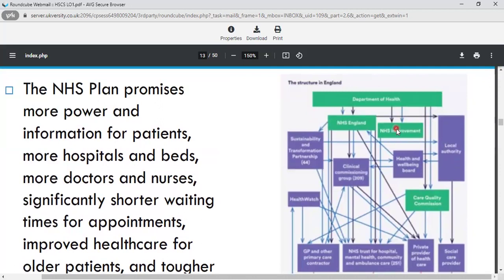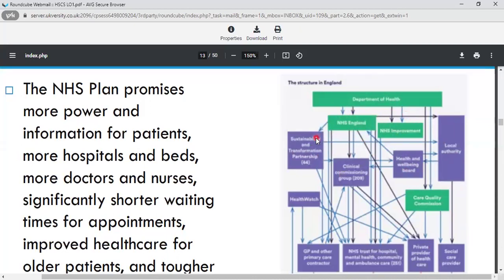The structure of the NHS is that there's a Department of Health, the DOH, and then you have NHS England and NHS Improvement, and these are all interconnected. You see, it's like a web. There's not one-way flow. It could be a two-way flow, with different interconnectedness. NHS England and NHS Improvement work under the Department of Health, and who do they oversee?